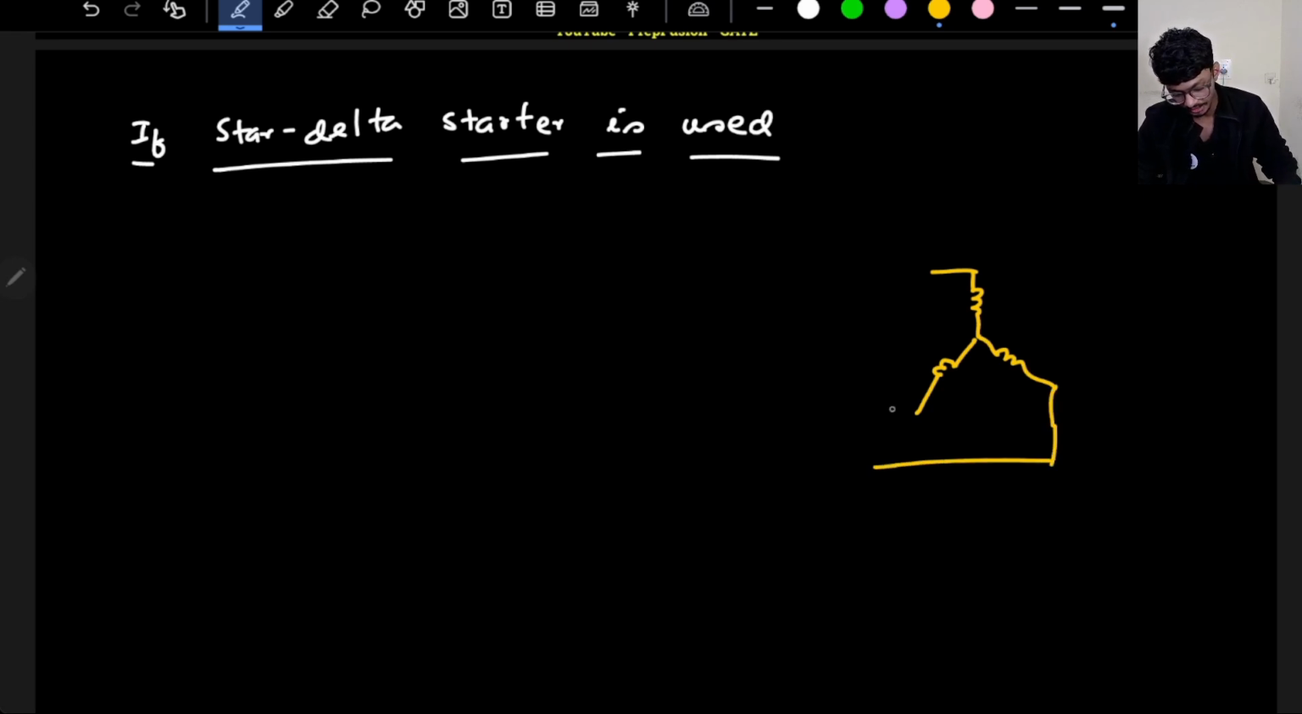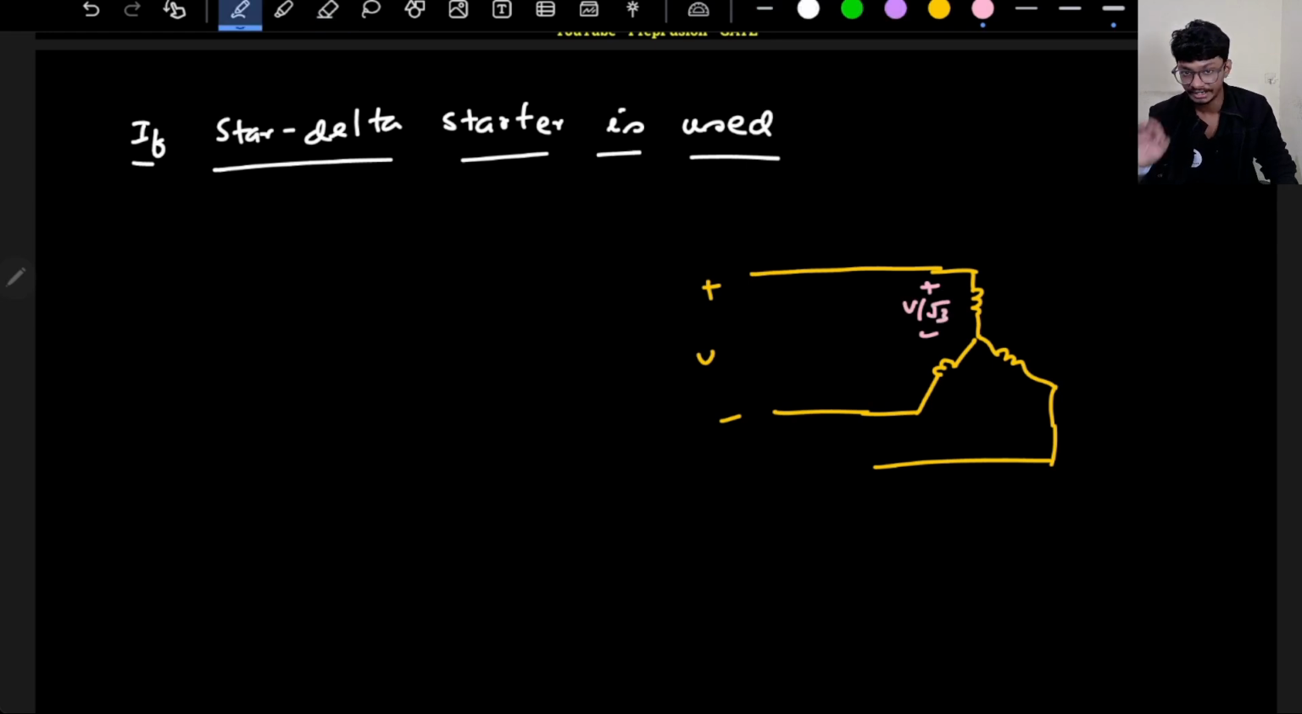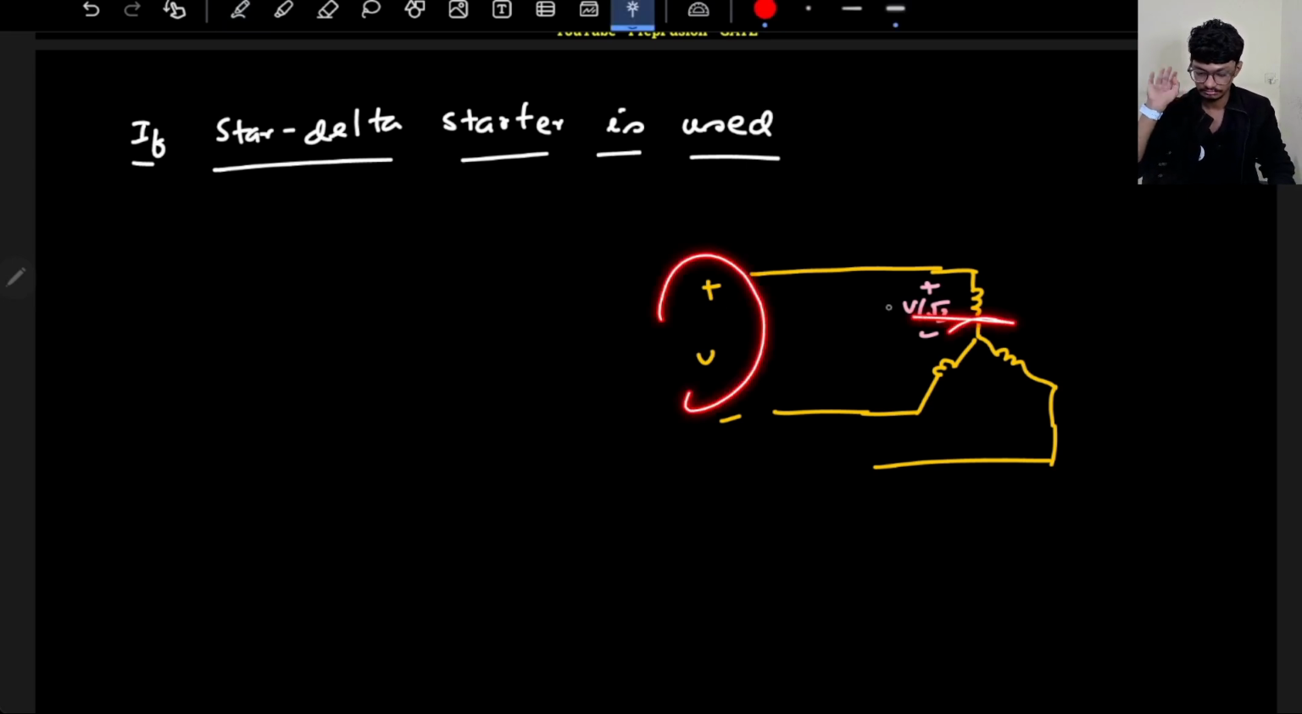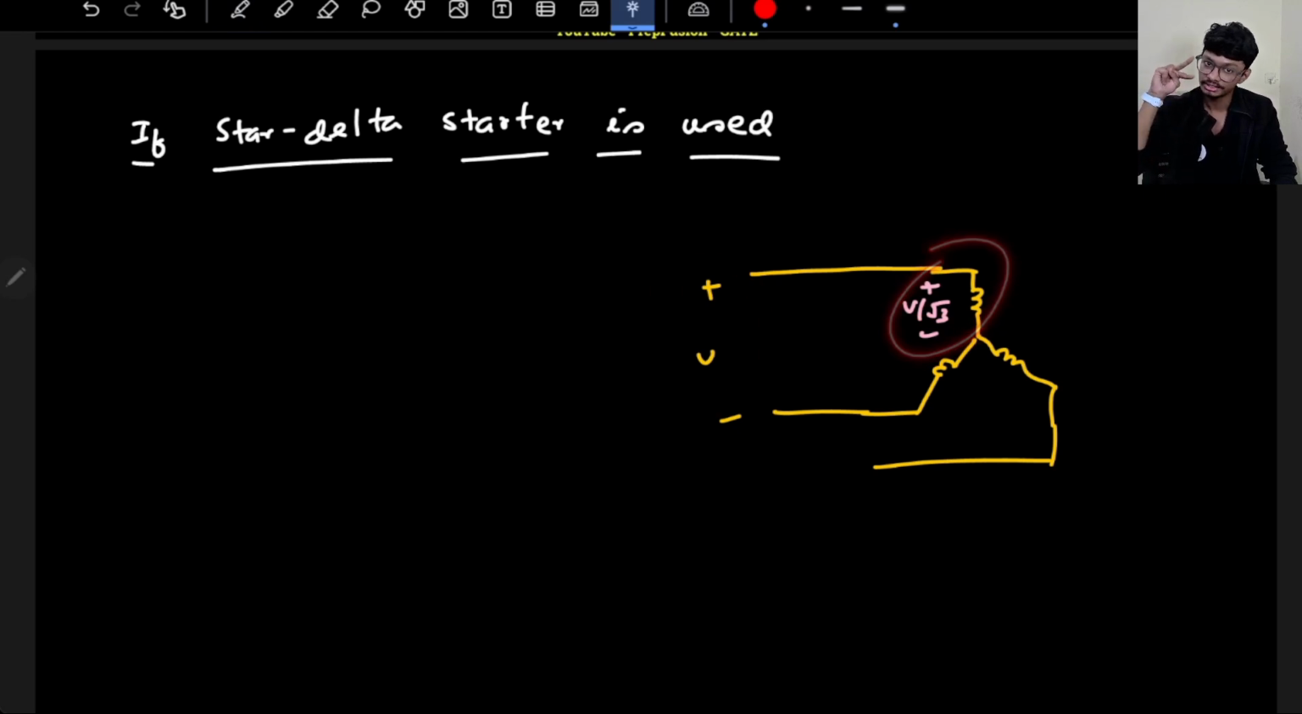Now if I am applying a voltage V across the line, the voltage that I will receive across the phase will be V by root 3. Now remember, please don't compare it with direct online starting. In that case, by default my windings were star connected only, which is why I was not reducing the voltage there. Here, as by default the windings are delta connected, the voltage would be V, so those things have changed. Here I am receiving V by root 3 voltage.